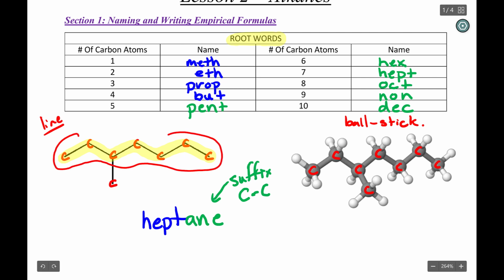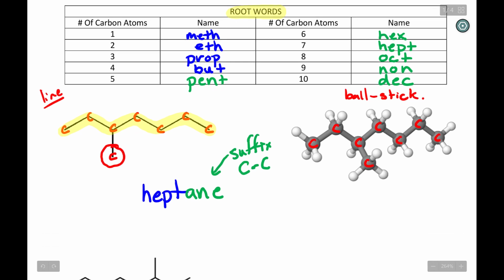Okay, so there's 1, 2, 3, 4, 5, 6, 7 carbons. That's hept. It's all single bonds, ane, but we haven't dealt with this additional carbon. This additional carbon would be a side group, or a branch more specifically. We would call this a branch because this is made of carbons and hydrogens. Now we're still actually going to use a root word here to describe the branch.